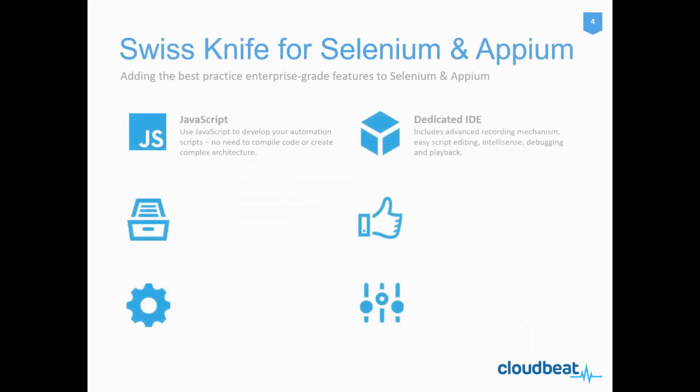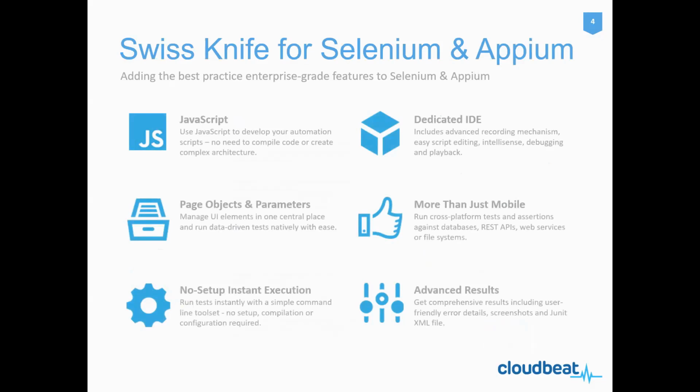So as we said, Oxygen is a Swiss knife for Selenium and Appium. Recently, Joe Colantonio on his testing blog called it the Selenium on steroids. We kind of like that. It's built with JavaScript, and you can use JavaScript to develop your automation scripts. It is a dedicated environment for developing your scripts. It does support page object model and parameterization, so it's powerful, modular. You can do a lot with it.